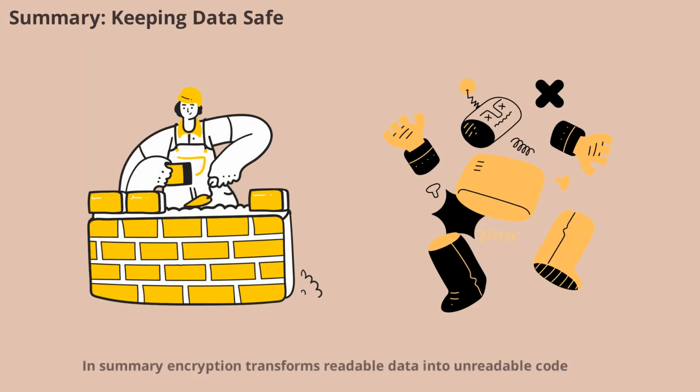In summary, encryption transforms readable data into unreadable code, protecting it as it travels across the internet. Decryption restores the original information for authorized users. Together, these processes keep your sensitive data safe from attackers and ensure privacy in our digital world. Understanding encryption and decryption is key to staying secure online.